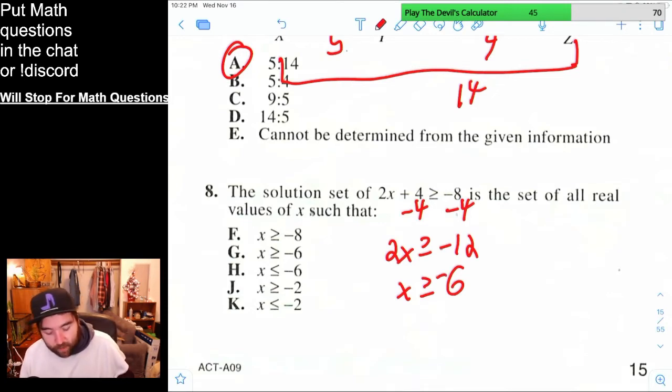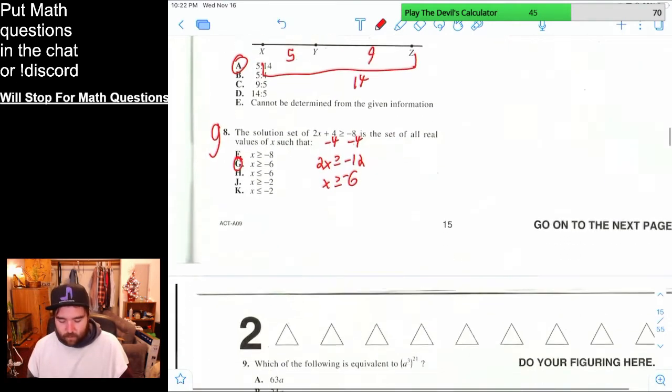Ooh, right, to negative 6. I just dropped the negative for some reason. X is greater than or equal to negative 6. Very nice. Very nice.